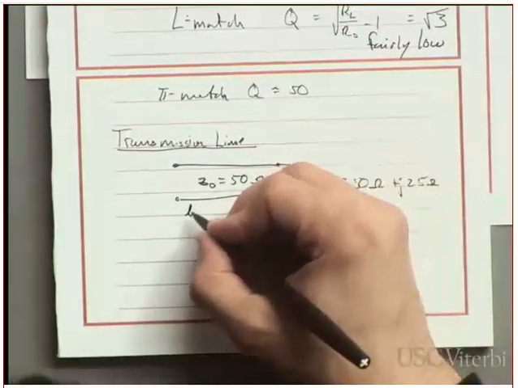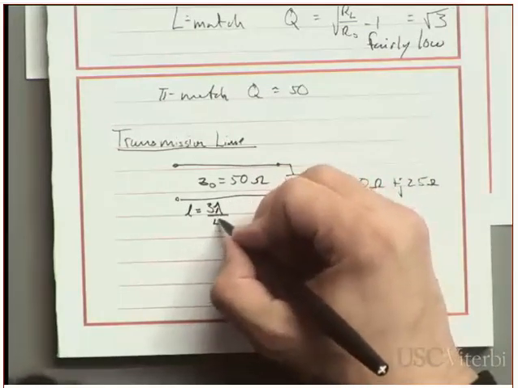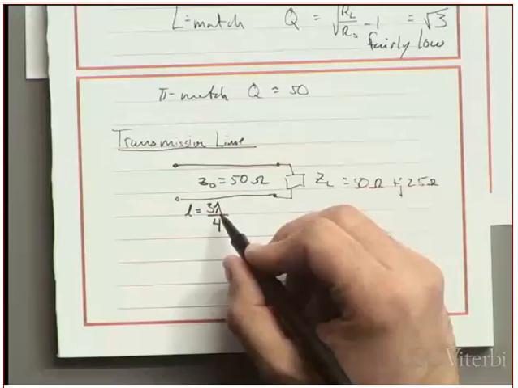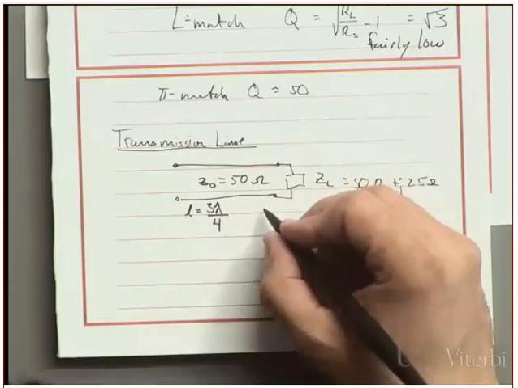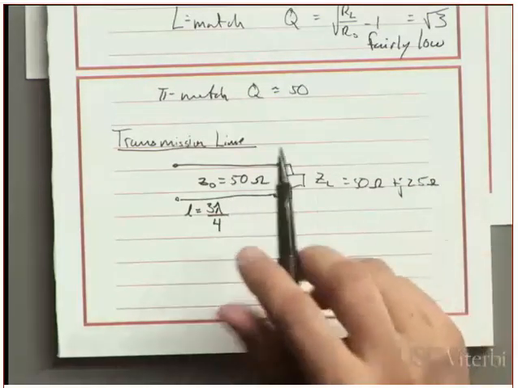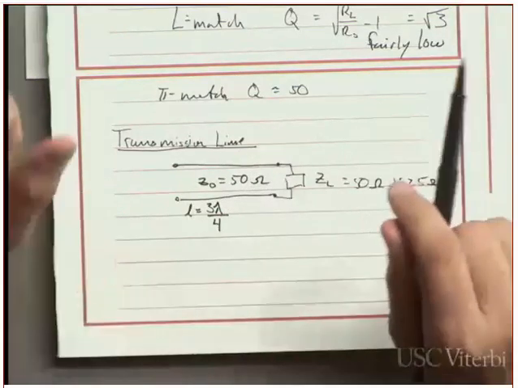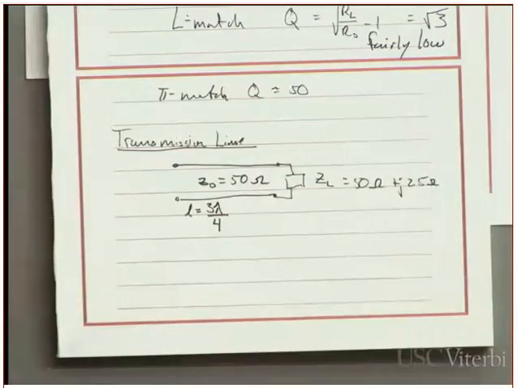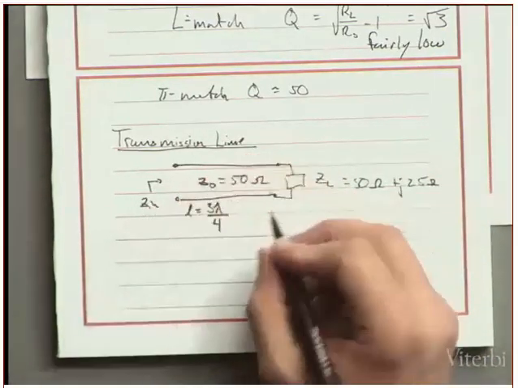And I'm going to say that the length of my line is 3 lambda over 4. And this is lambda, the wavelength on the line. And basically, the wavelength on the line is related to the wavelength in free space by 1 over the square root of the relative epsilon of the insulating material. I think that he's probably told you that in class. So that's the length of the line. And I want to find the input impedance here.